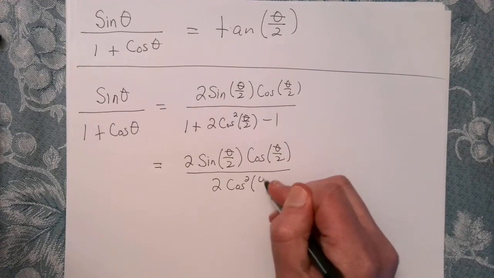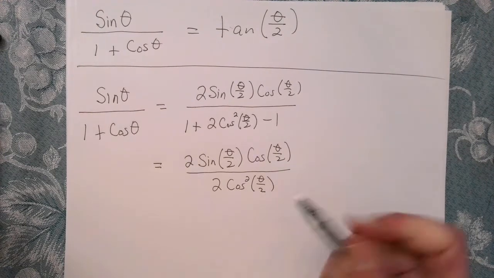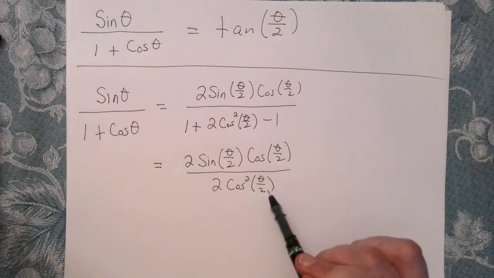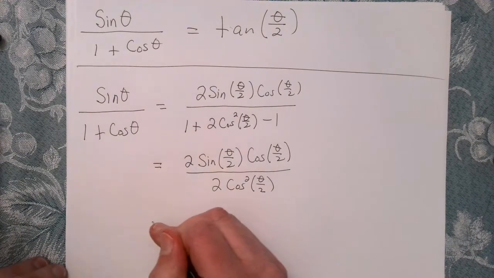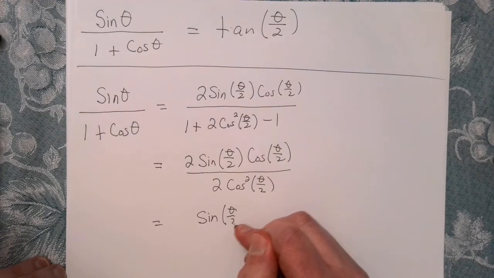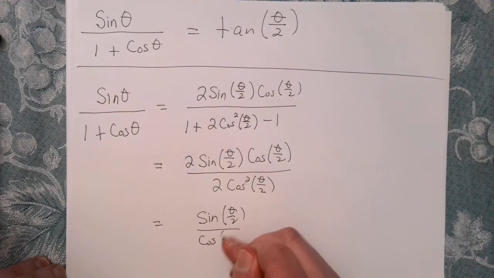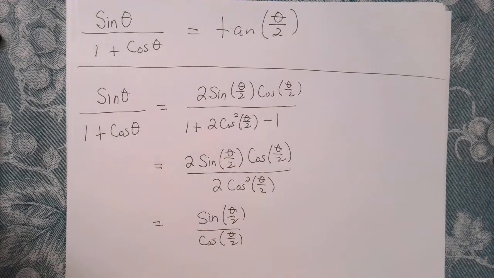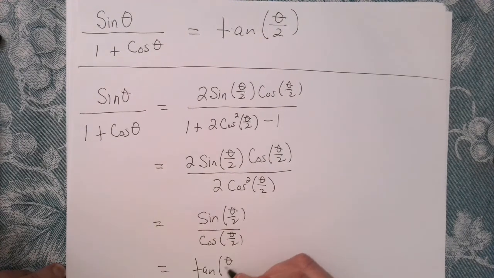Now from here, you're going to notice that a factor of cosine is going to cancel from the top and the bottom. The 2's will also cancel. So after I do that, I'm left with the following. I've got sine of theta over 2 over the cosine of theta over 2, which of course we know is tangent of theta over 2. So that proves our first result.